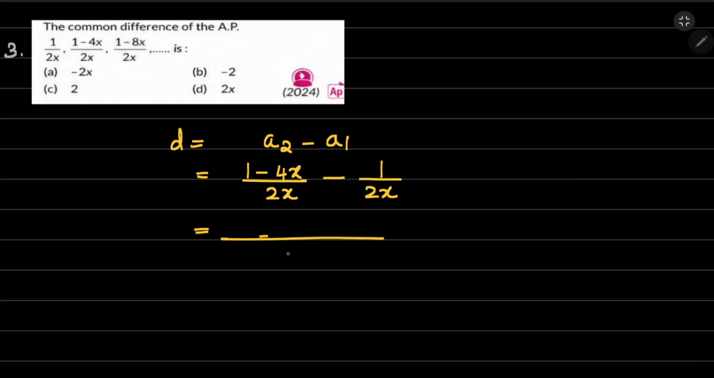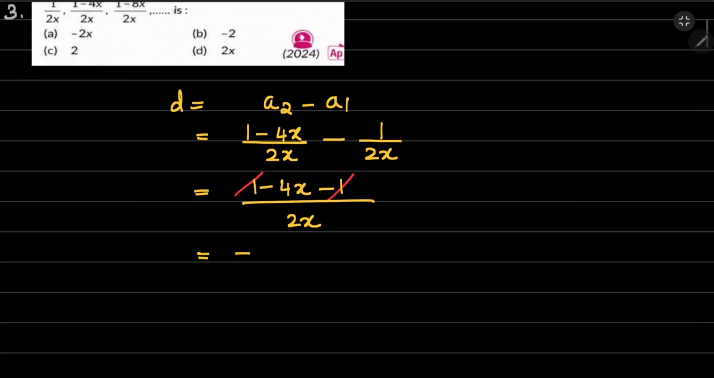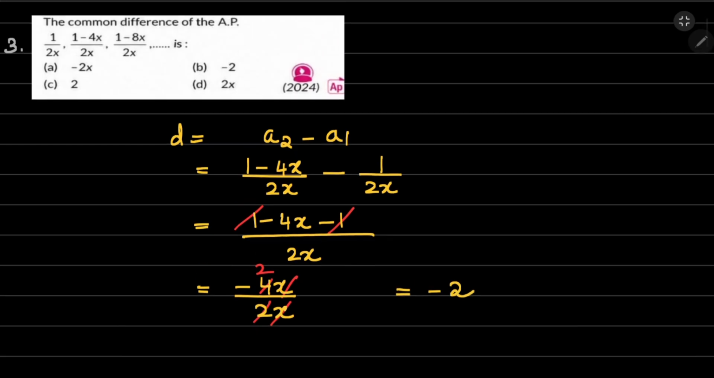So take the LCM. The LCM is 2x. So the numerator 1 minus 4x will remain as it is, minus 1. So plus 1 minus 1 will get cancelled. What will remain is just minus 4x by 2x. Again, x and x will get cancelled. 2 2s are 4. So the answer D is equal to minus 2.